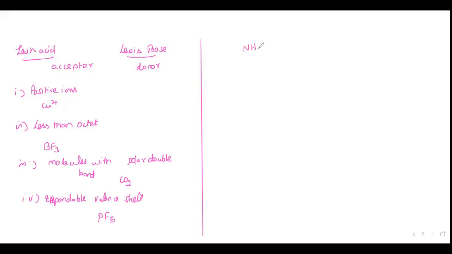We will discuss some examples. NH3 and H plus. Which one is Lewis acid and which one is Lewis base? NH3 has one lone pair of electrons, so it will donate the lone pair of electrons to the electron deficient species and become NH4 plus. So this is the donor, this is the acceptor. This is Lewis base, and this is Lewis acid.